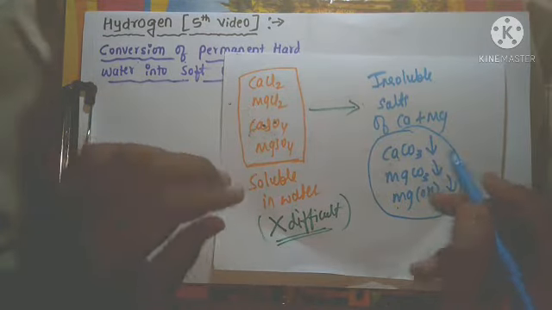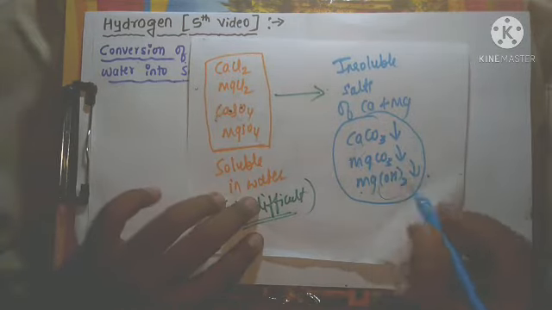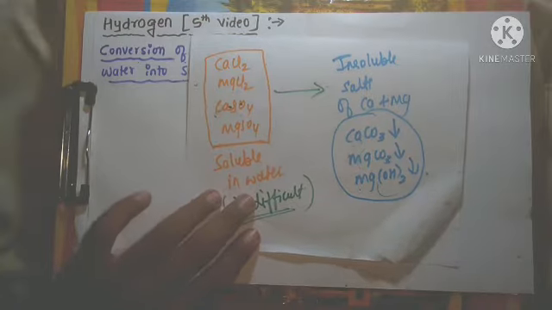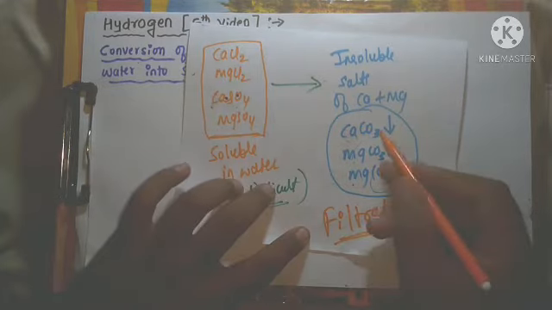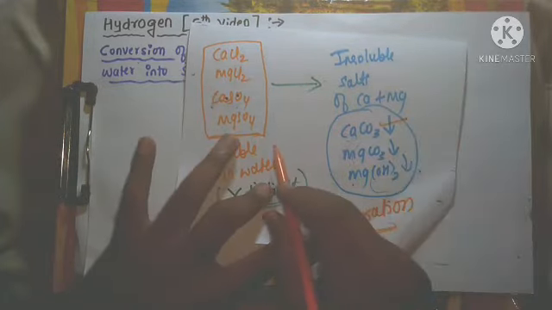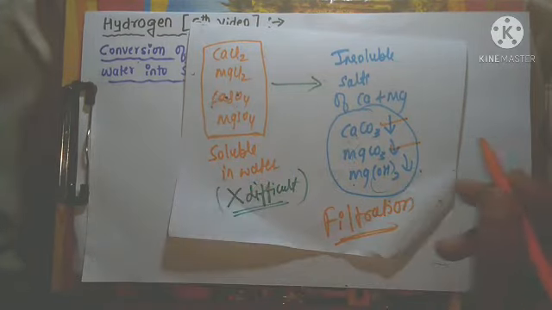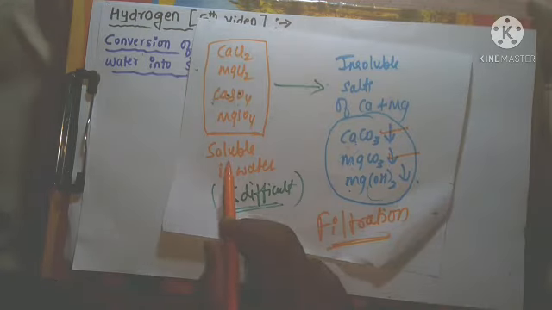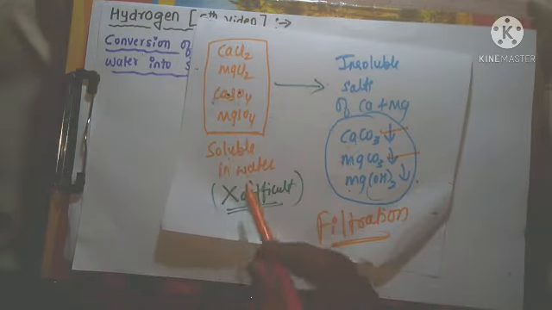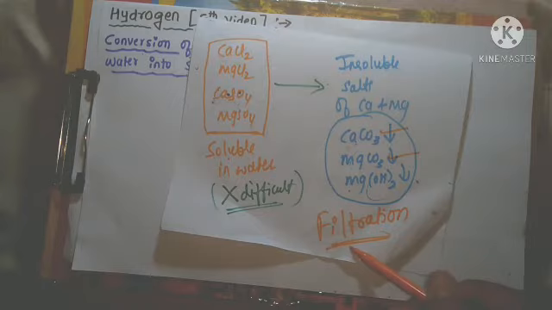If they are not dissolved in the water, you can remove these salts very easily by a simple process called filtration. Then indirectly you have removed the calcium and magnesium from the water. In this way, you can remove both calcium and magnesium from the hard water. But remember, our main rule is to convert soluble salts of calcium and magnesium first into insoluble salts, then go for filtration.